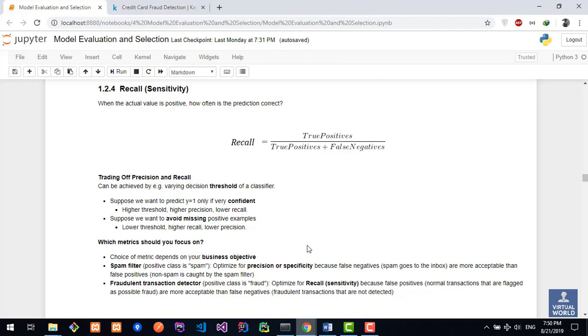Another example, if you had a fraud transaction detector where the positive class is fraud. In this case, we should optimize recall, because false positives, which are normal transactions that are flagged as possible fraud, are more acceptable than false negatives, which are fraud transactions that are not detected. So in our example, we want higher recall.